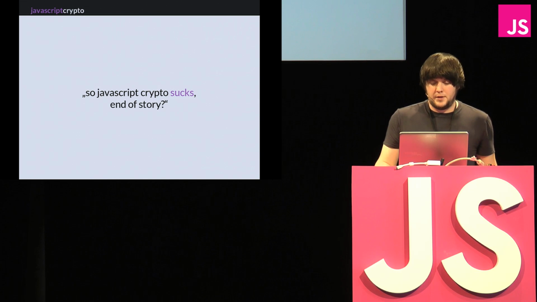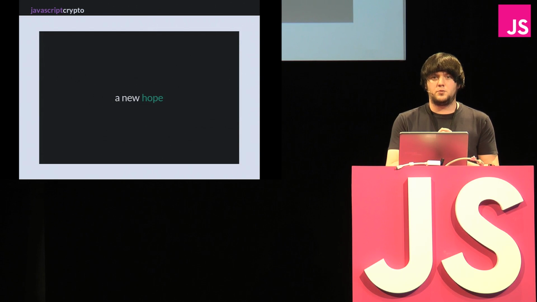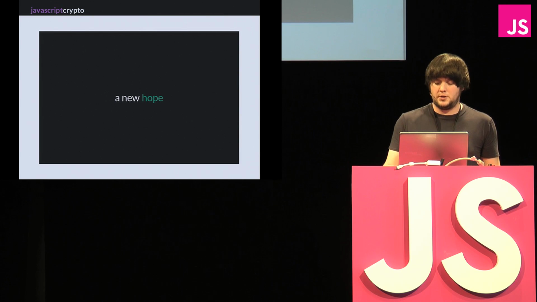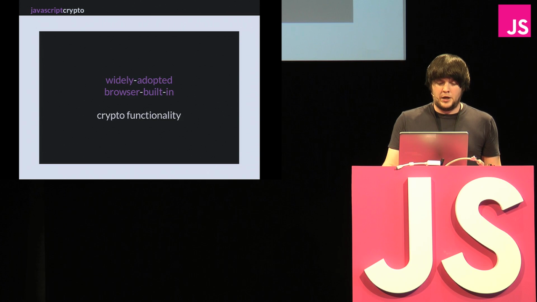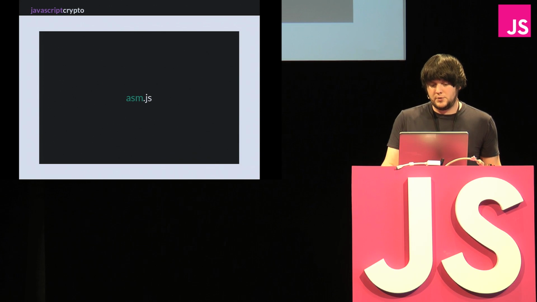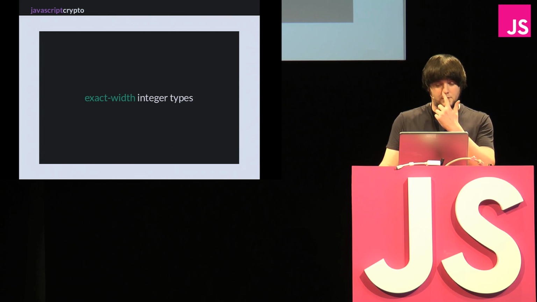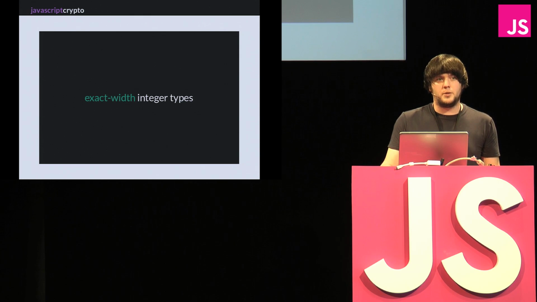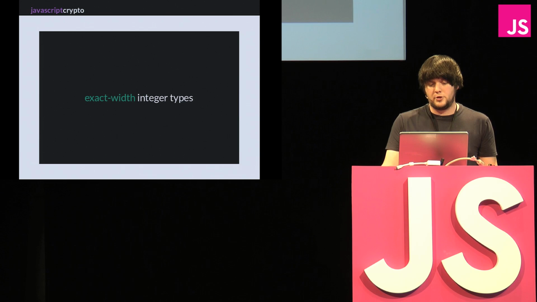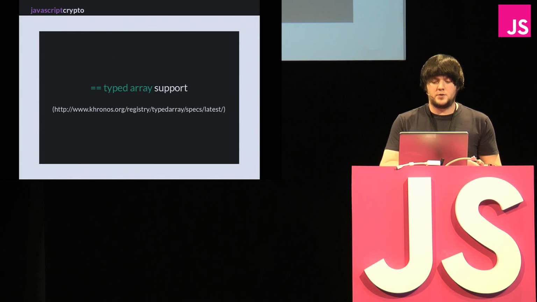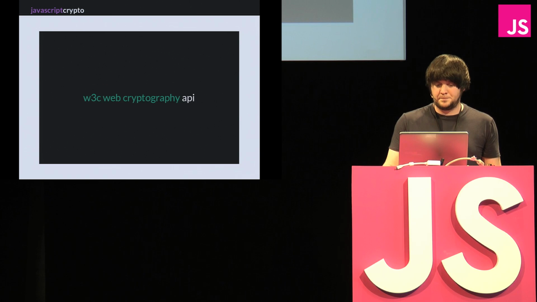Now, I've shown you a lot of things that suck, but is this the end of it? And I don't think so, because we've seen recent developments that are actually pretty interesting. And we've seen attempts at providing something that gives us built-in crypto in the browser. One of those developments is asm.js, so it's not just good for playing Unreal Tournament, it's also good for doing exactly what we need in crypto, exact width integer operations. It gives us typed array support, which makes it really fast.